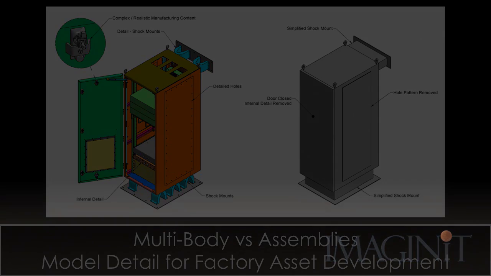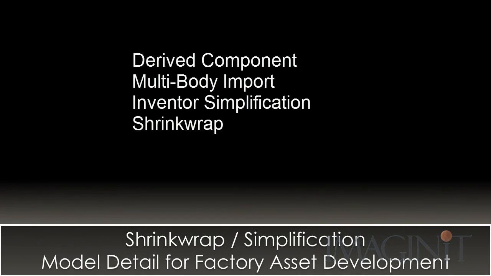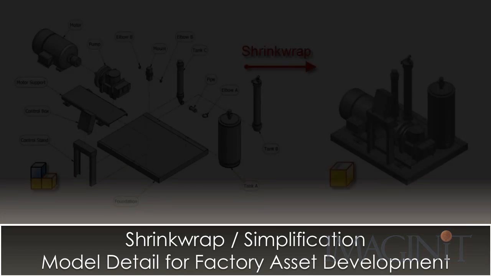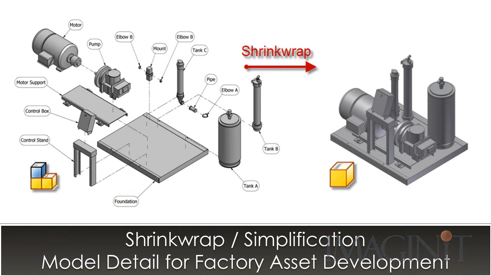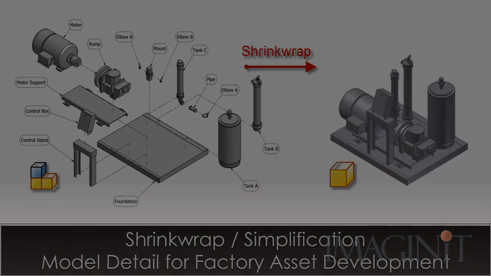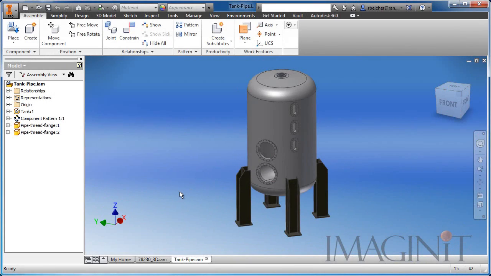Inventor offers several tools that allow you to convert an assembly to a single component. Some of these tools include the derived component command, the multi-body import option, Inventor simplification, and Shrinkwrap. In today's example, we're really going to focus on the Shrinkwrap command. The Shrinkwrap command is a very easy and effective way to convert an Inventor assembly into a single Inventor part file. In this Shrinkwrap example, I'm going to convert this tank assembly into a single multi-body part file.